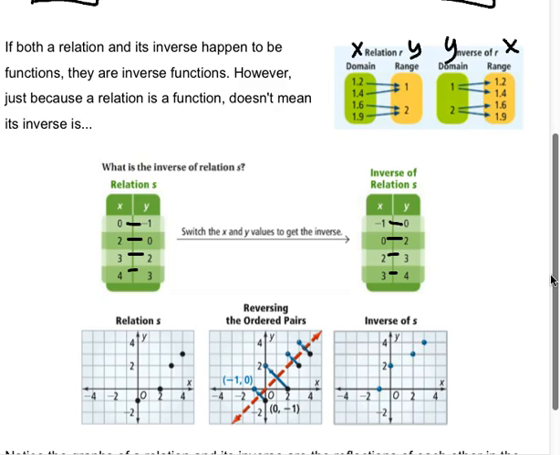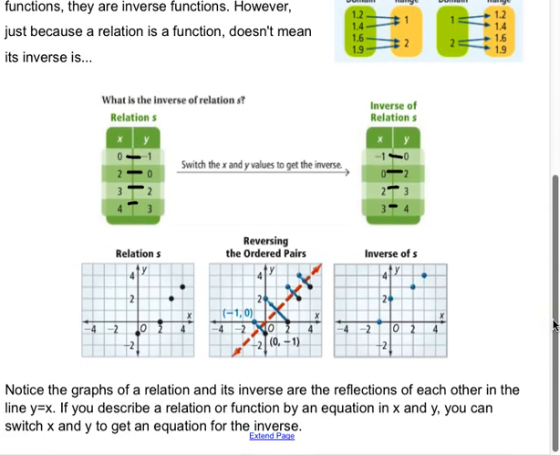Now, what does this do visually? What does this do graphically? Well, it actually ends up making a mirror image across the line y equals x. When you do that flipping, you get an exact replica across that line y equals x. Okay, they mirror each other.